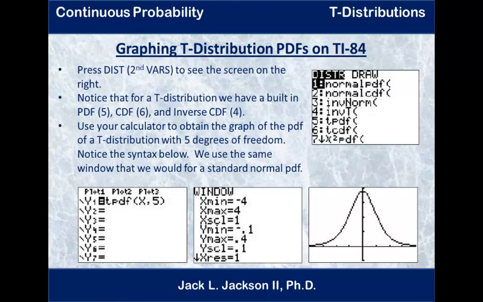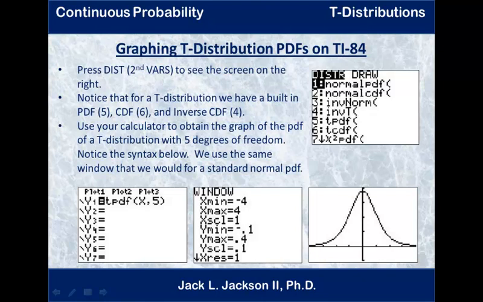Except that the T always has a mean of 0, and rather than giving it the mean and the standard deviation at the end, you give it the degrees of freedom. So that tells you which T distribution it is. So if we want to graph a T distribution with 5 degrees of freedom, if we want to graph the PDF, we choose number 5 here, T PDF, and that comes up. That'll open a parentheses. We type in our X, comma, our degrees of freedom, which is 5, close our parentheses.